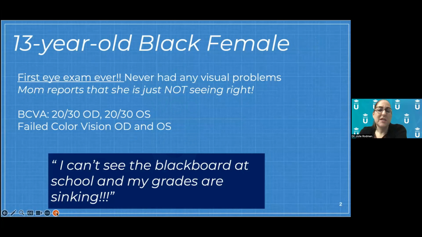This is a 13-year-old Black female who came in for her first eye exam ever. She never had any visual problems, but her mom reported that she felt like her daughter was just not seeing right. Her visual acuity was 20/30 in the right, 20/30 in the left. She failed the color vision plates. And it's interesting because she said to me initially, oh, I don't have any problems. But then upon further questioning, she said, yeah, I really can't see the blackboard very well at school and my grades are sinking. So that was her history.